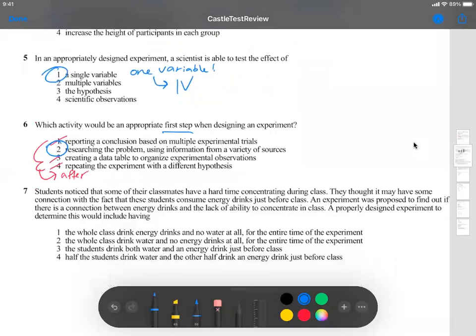Concentrating during class. They thought it may have some connection with the fact that these students consume energy drinks just before class. An experiment was proposed to find out if there is a connection between energy drinks and the lack of ability to concentrate in class.